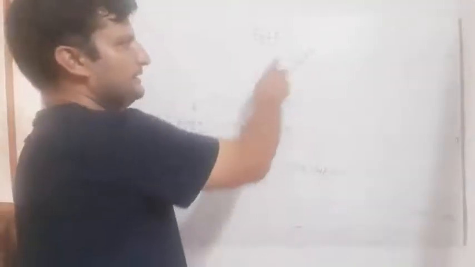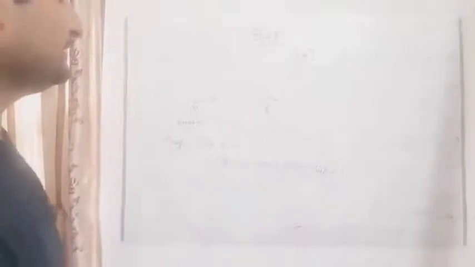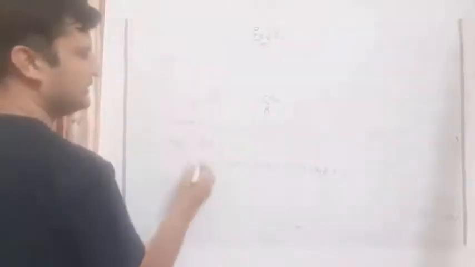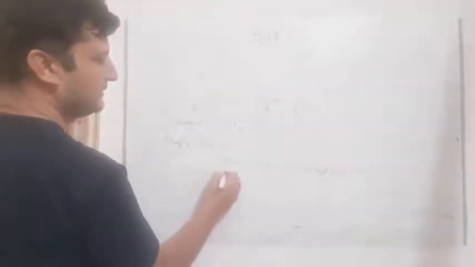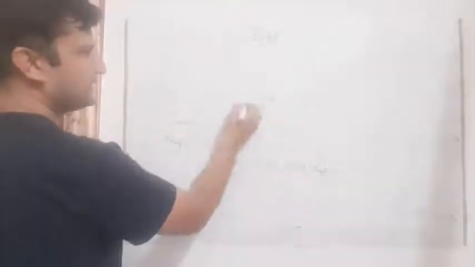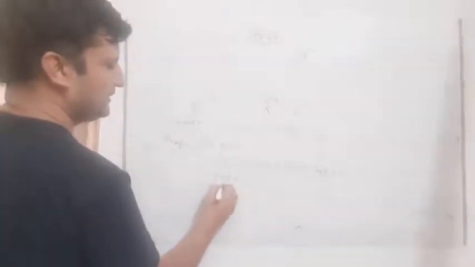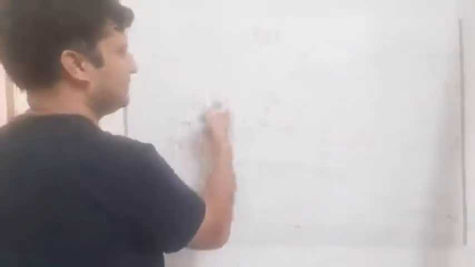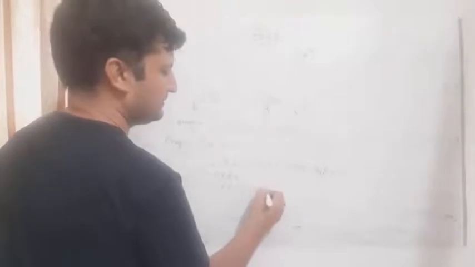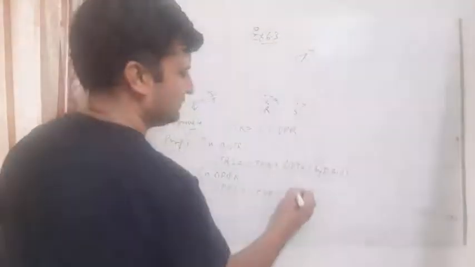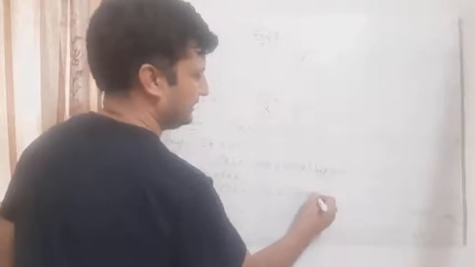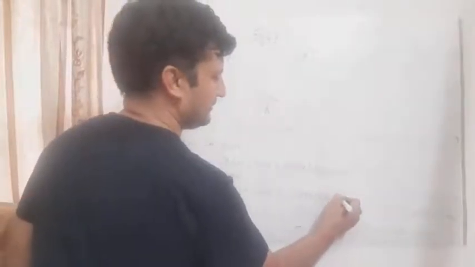Now I have told you, students, that you have to use the exterior angle property in this triangle first, and then in triangle PQR also. In triangle PQR, use the exterior angle again. What can we say? This angle PRS is equal to what will it be? Angle PQR plus angle QPR by the exterior angle property.